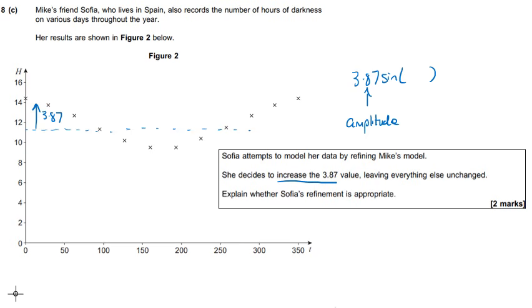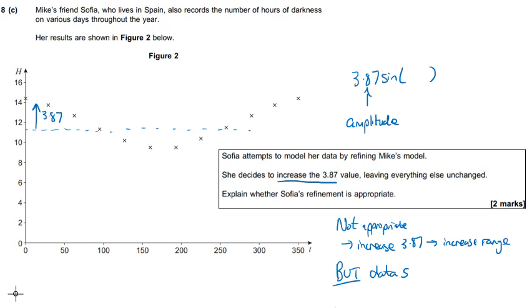Now her data shows less variation than Mike's. There's a smaller range, so it's not appropriate. Okay, if you increase 3.87, that would increase the range. Okay, but her data shows the opposite. It shows that it's actually got a smaller range than Mike's data. Okay, so it's not appropriate.